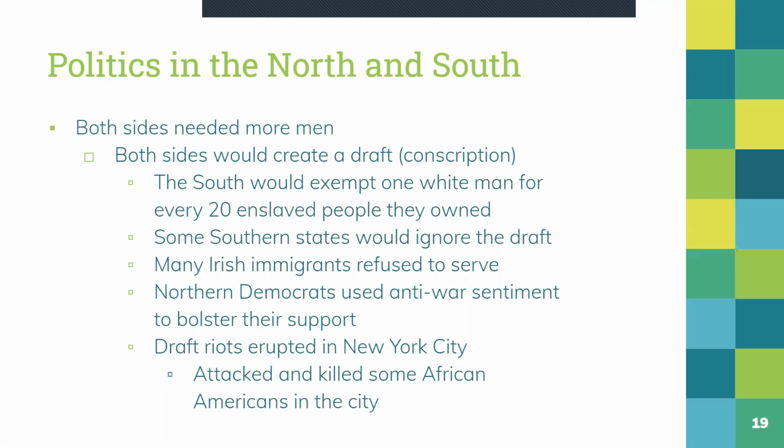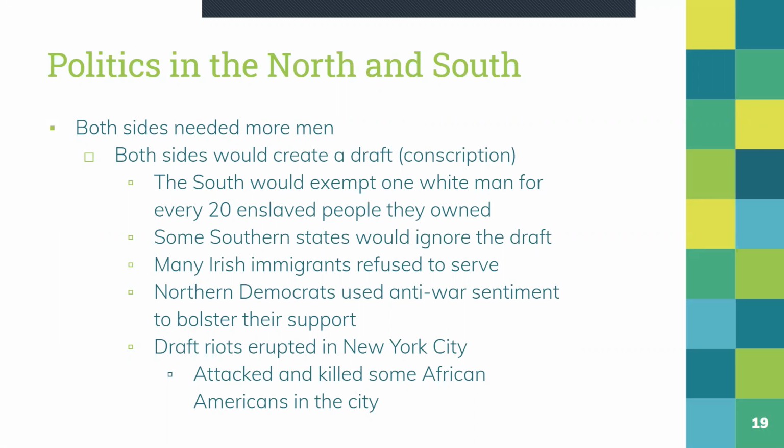Both the North and the South had a substitution program where you could pay money to the government, $200 or whatever it was, and then you wouldn't have to go and fight. Some southern states would ignore the draft completely and just not send soldiers to go and fight. In the North, many Irish immigrants would refuse to serve. They said it wasn't their fight.